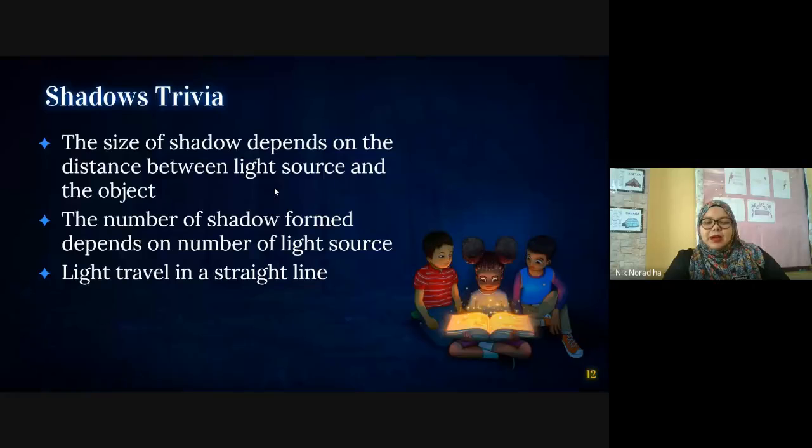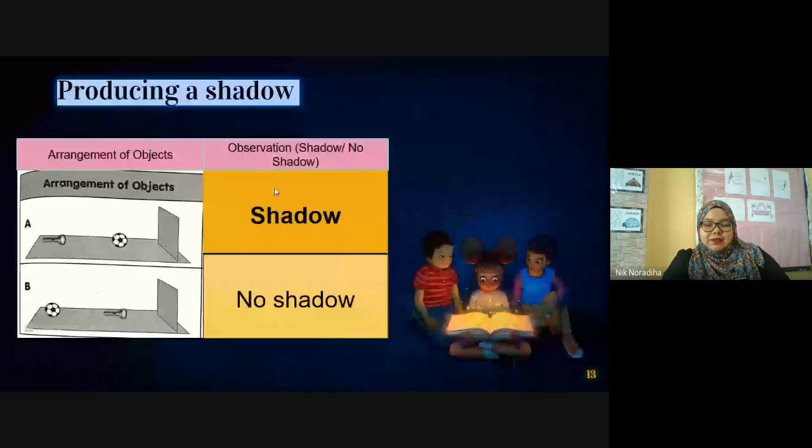So this one we have done the revision in our previous class. This one is the activity that we have done in your activity book. If you observe the position of the torchlight in arrangement A, the torchlight is behind the ball. So the light from the torchlight will move in a straight line and is directed to the ball. So the ball is blocking the light from the torchlight. That's why the shadow will be formed on the screen. So the first one means it has a shadow.